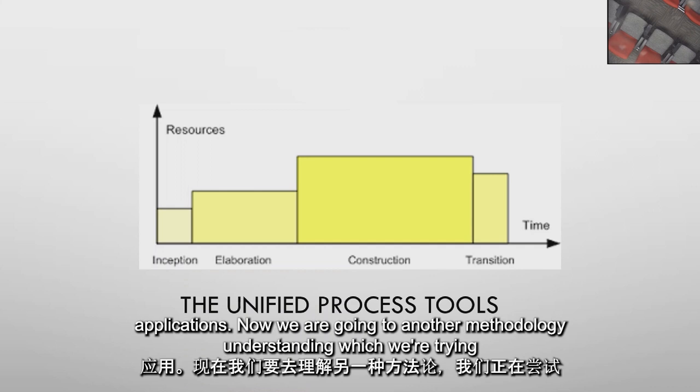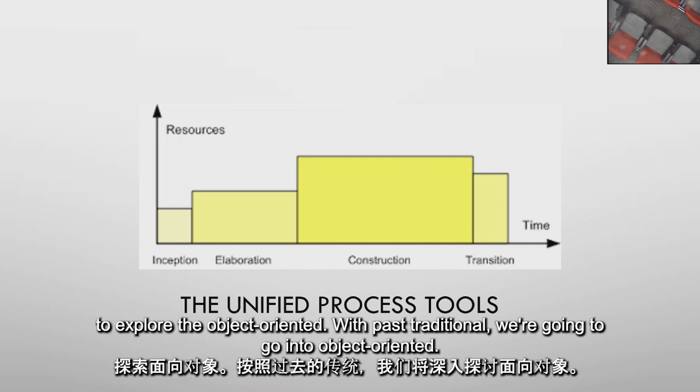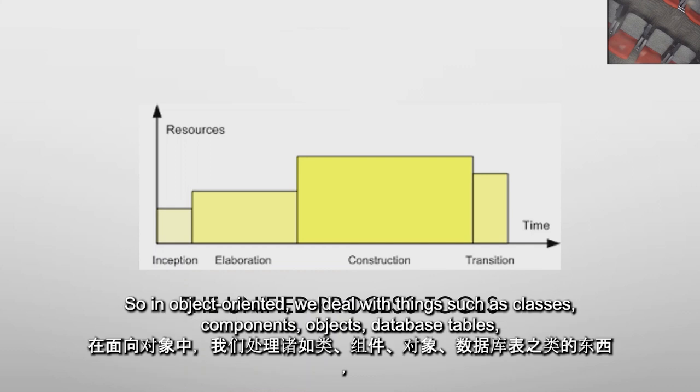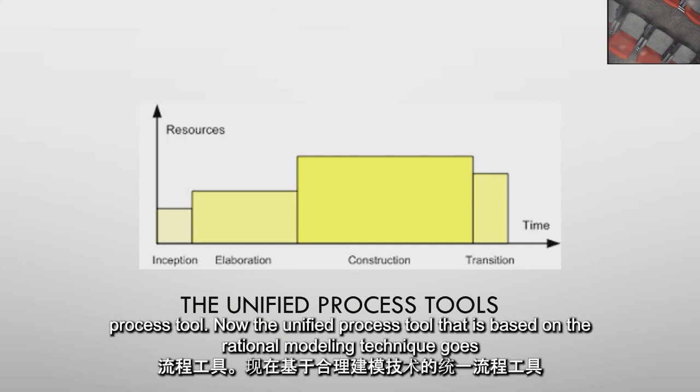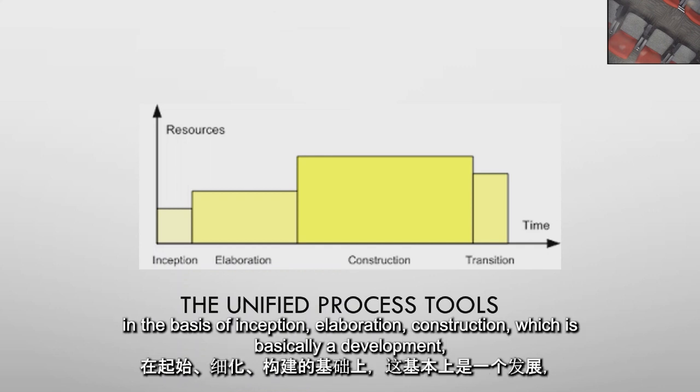Now we are going to another methodology, which is the object-oriented one. We've passed traditional, we're going to go into object-oriented. So in object-oriented, we deal with things such as classes, components, objects, database tables and stuff like that. So to go further into this, we will explore what we call the unified process tool. Now the unified process tool, which is based on the rational modeling technique, goes on the basis of inception, elaboration, construction, which is basically your development, right?